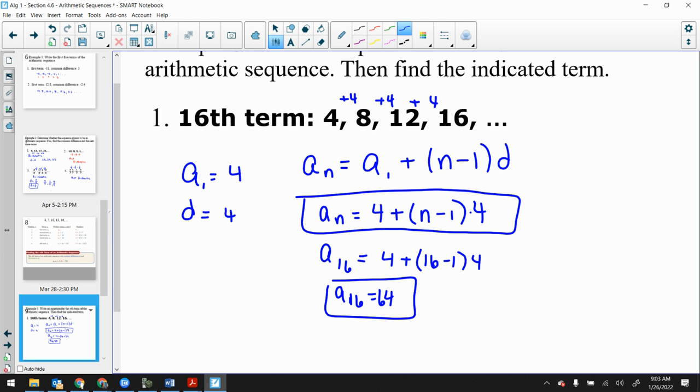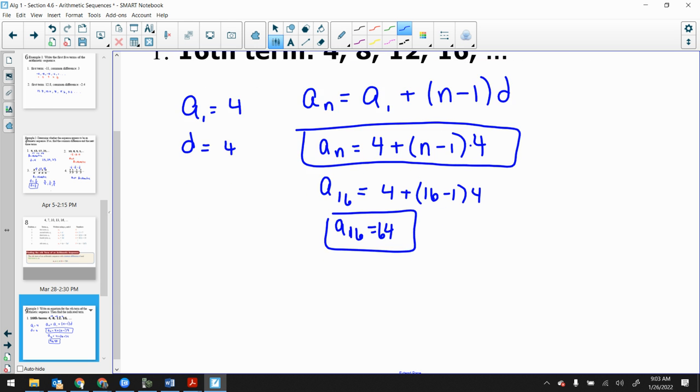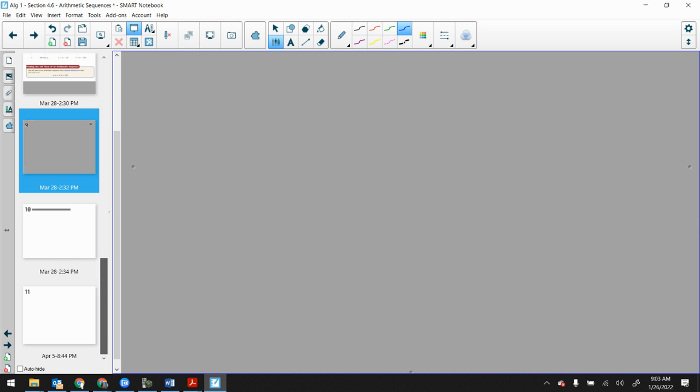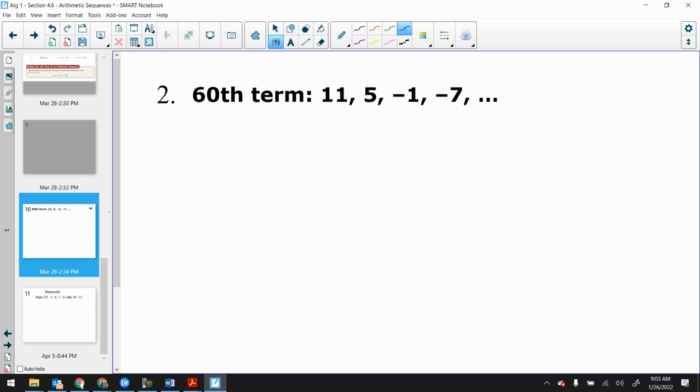Shoot, list them all out. It's only 16 terms. Go for it if you really want to. But I would not do that in this case. You want to find the 60th term? Go ahead, list them all out.